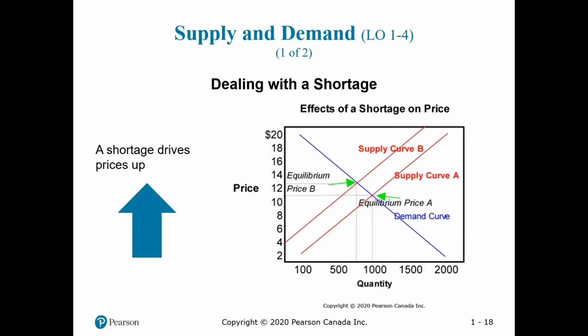Shortages. When the quantity demanded exceeds the quantity businesses are willing to supply, a shortage exists. This will create a new equilibrium price crossing the demand curve at a higher price point than normal. Thus, a shortage drives prices up.